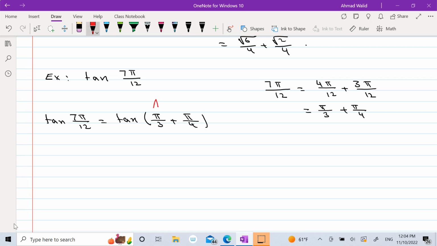Now it's in the form of tangent of a plus b, right? And we already know the formula, which is equal to tangent of pi over 3 plus tangent of pi over 4, tangent b, all over 1 minus tangent of a, which is pi over 3, times tangent of pi over 4.